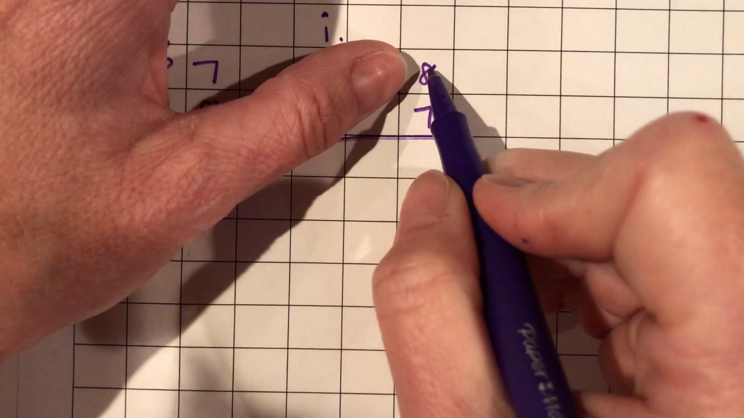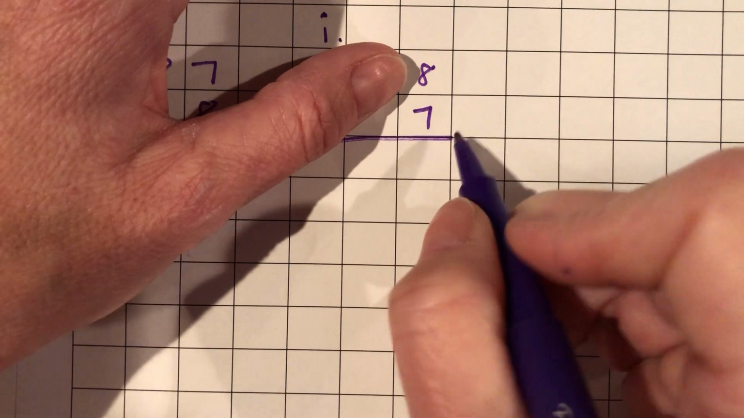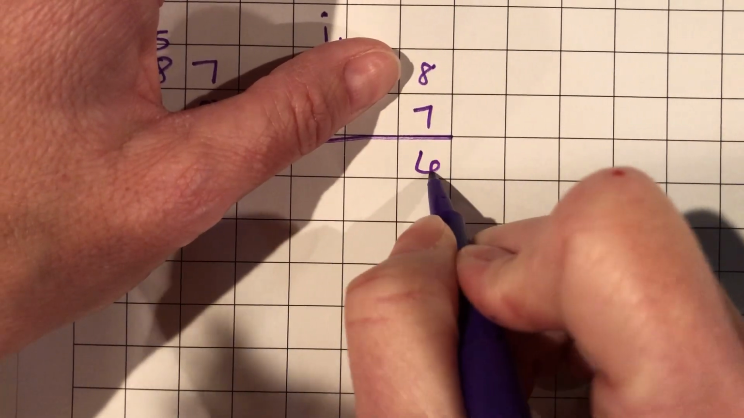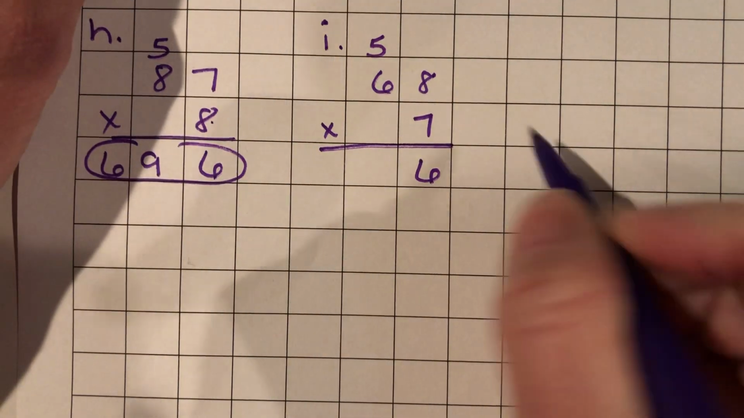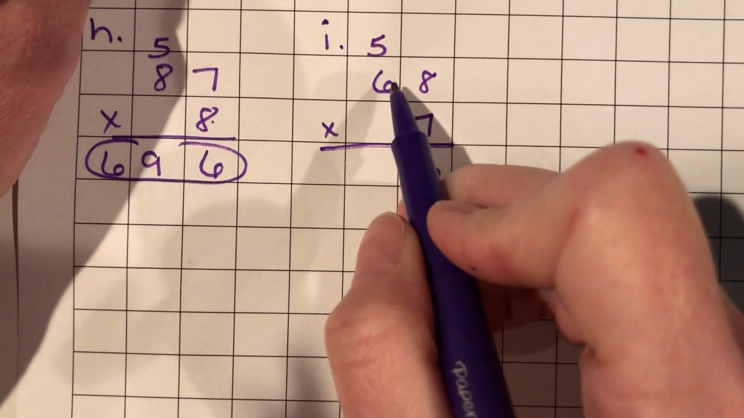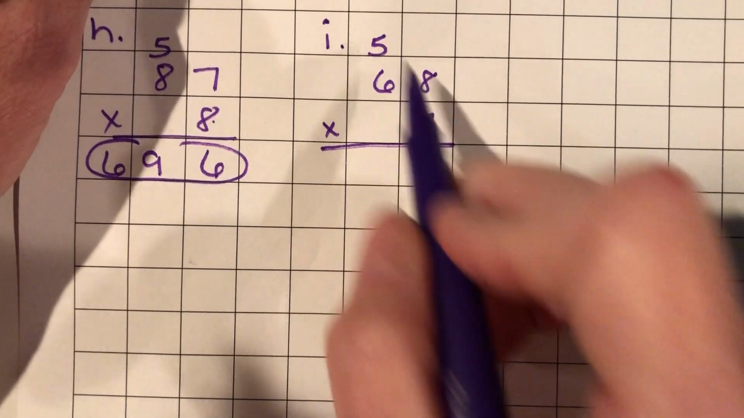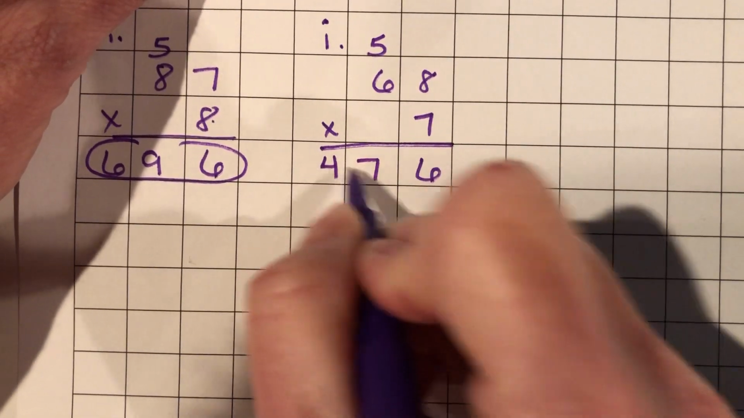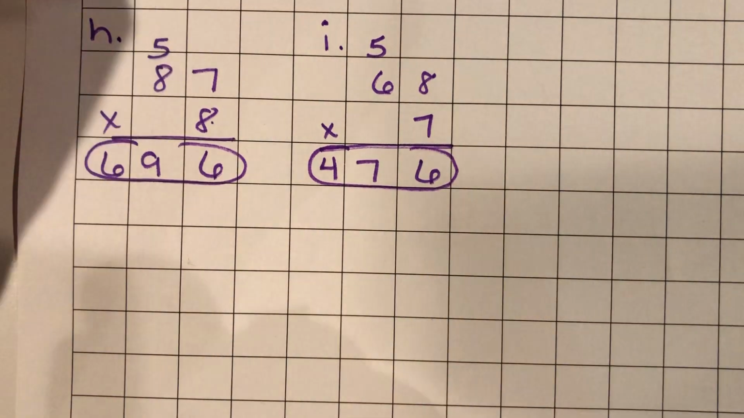Okay, 8 times 7, again, is 56. I can't write 56 here because I still have another digit. So I'm going to write the 6 in the 56 and carry my 5. 7 times 6 is 42, and then I have to add that 5 in. 42 plus 5 would give me 47. So you should have 476.